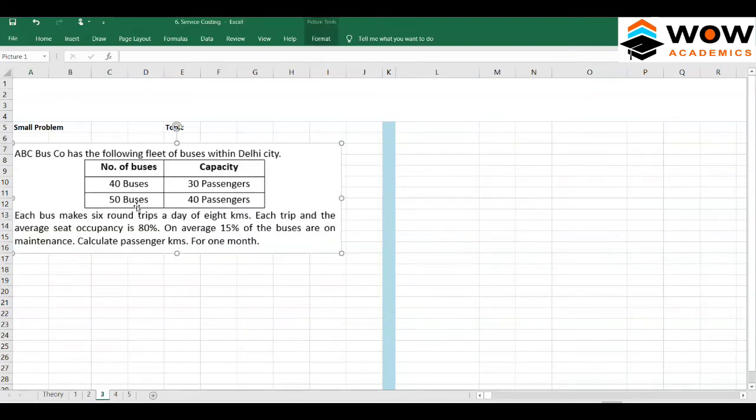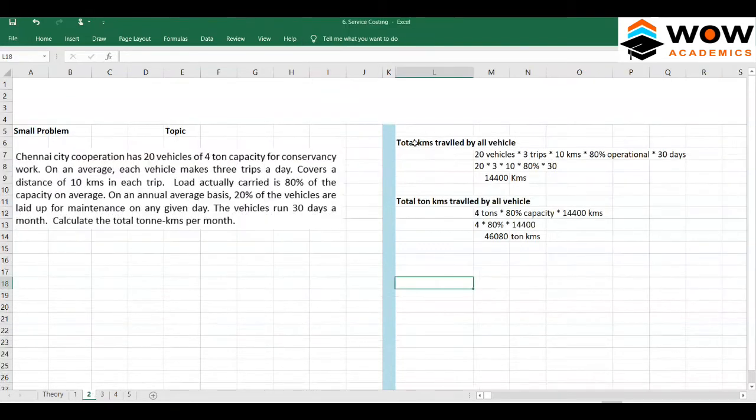Here we have a similar sum. ABC Bus Co has the following fleet of buses within Delhi. 40 buses can carry 30 passengers and 50 buses can carry 40 passengers, and each bus makes 6 round trips, up and down, a day of 8 kilometers each trip, and the average seat occupancy is 80%. On average, 15% of the buses are on maintenance. Calculate passenger kilometers. We'll use the same logic as what we already did.